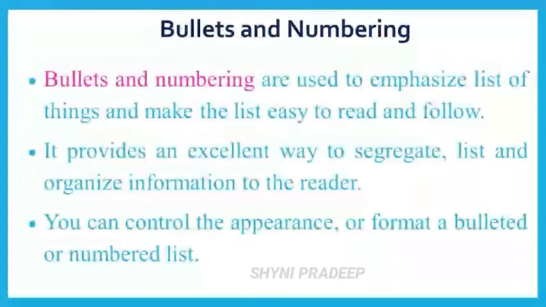And the next topic is bullets and numbering. Bullets and numbering are used to emphasize a list of things and make the list easy to read and follow. It provides an excellent way to segregate lists and organize information for the reader. You can control the appearance or format of a bulleted or numbered list.